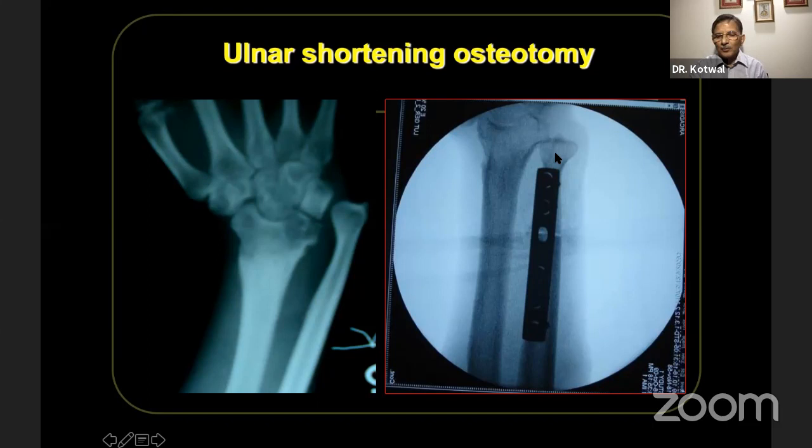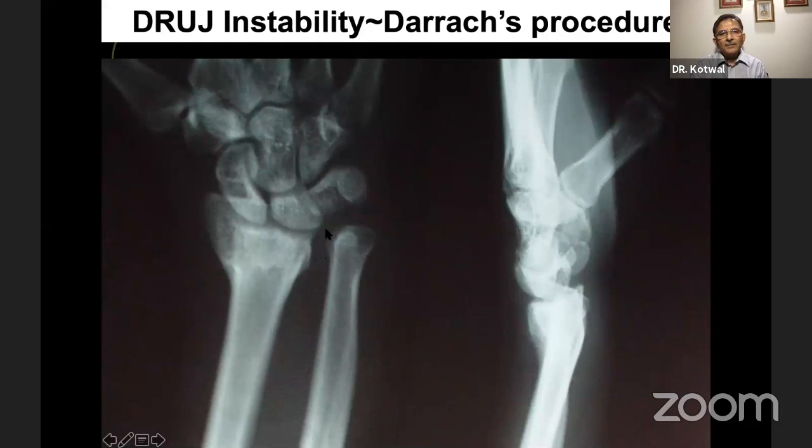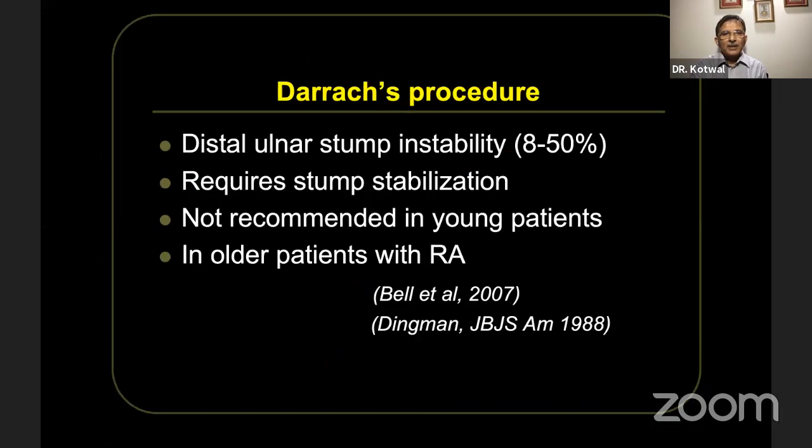Talking about the Darrach procedure, it used to be a very common procedure done until many years ago, but it is now not considered a very good operation. Somebody did a Darrach procedure for this kind of DRUJ instability. It is not considered good because of the distal ulnar stump instability that it causes. The incidence is quite high, about 8 to 50%, and the instability is more in younger patients. Therefore it requires stump stabilization of the distal ulna, and is obviously not recommended in younger patients. Perhaps the only indication can be in older patients with rheumatoid arthritis.